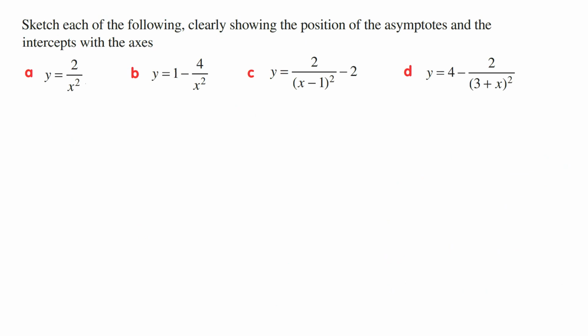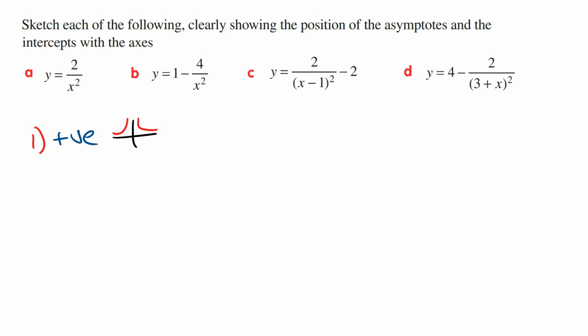Sketch each of the following, clearly showing the position of the asymptotes and the intercepts with the axes. Part A, y is equal to 2 on x squared. Step 1. We need to determine whether this is going to be a positive or a negative Truncus. And looking at the rule, this is clearly a positive, and so this tells us that the graph is going to lie in the first and in the second quadrant.